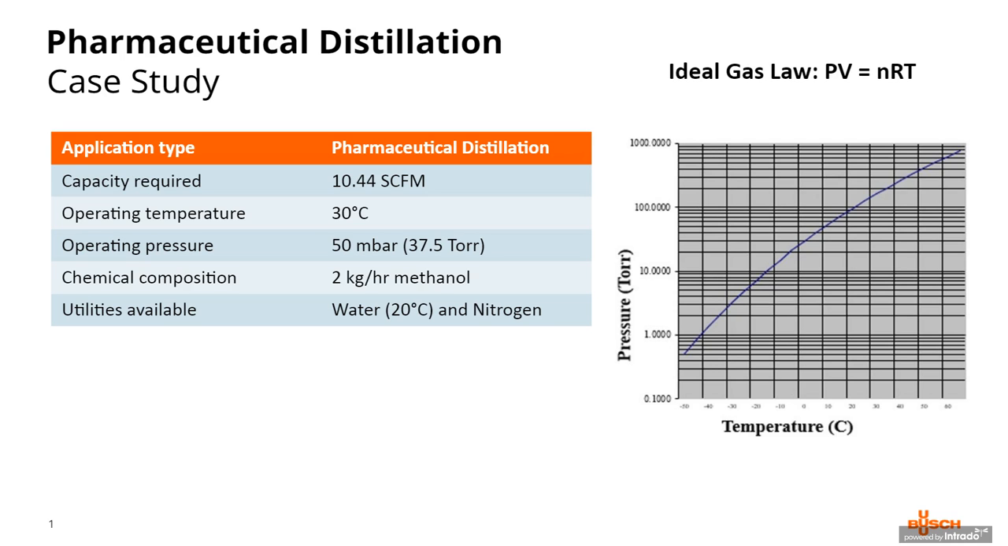Here we're going to take a look at an example system. We're starting off, and we only know the inputs that are given and shown in the table. The first step is to convert the given capacity from SCFM, or standard cubic feet per minute, to ACFM. We do that by using the ideal gas laws that Theodora discussed previously.